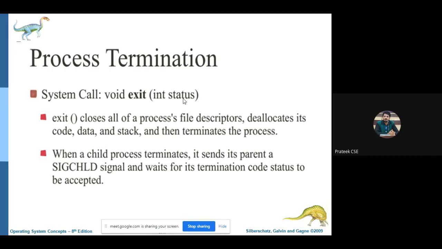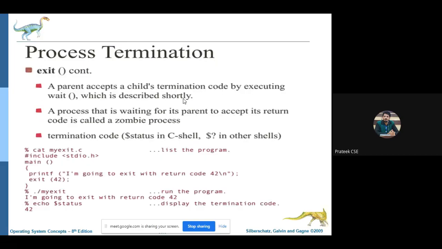So whenever a child process has to terminate, once it has completed its task, it sends its parent a signal. So it always has to inform its parent that it has completed its task, and after sending the signal, it waits for its termination code status to be accepted. Now, the parent accepts a child's termination code by executing another system call, which is the wait system call.